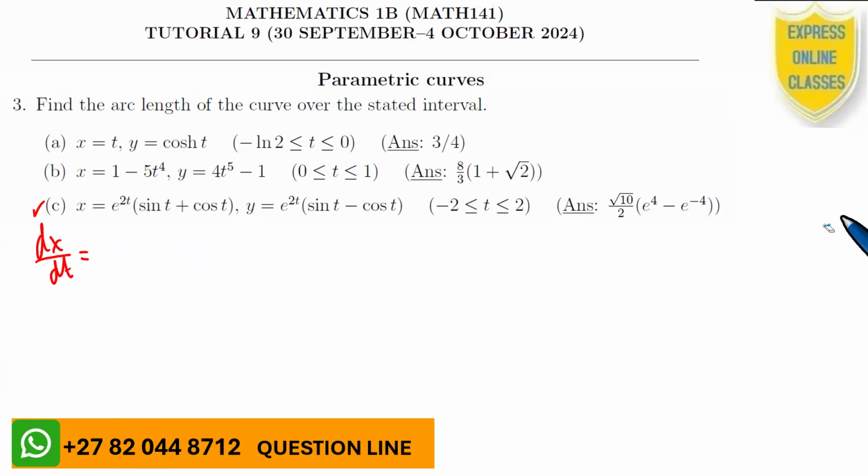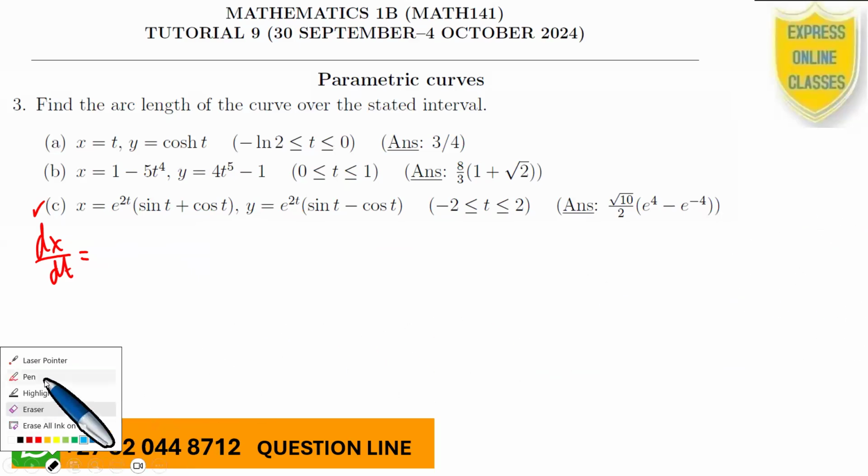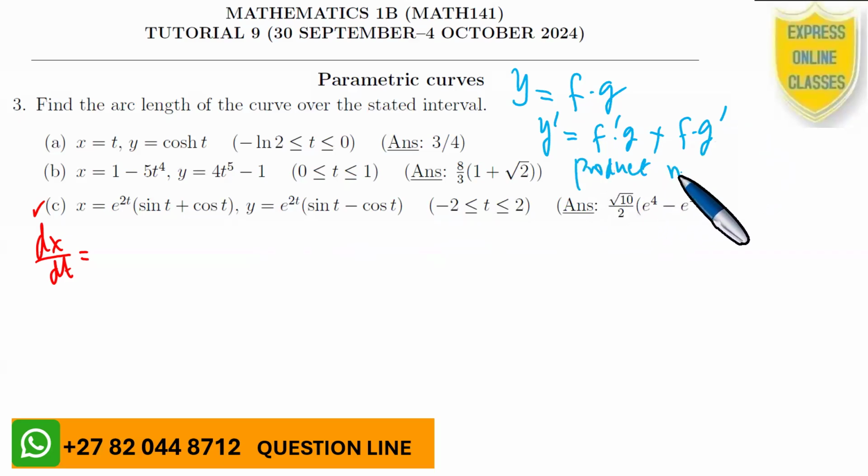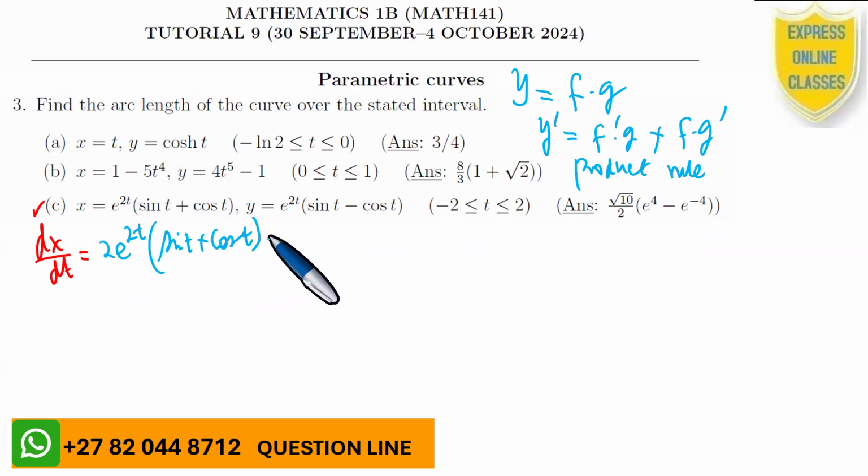The product rule is a method we use to find the derivative of a product. If we are looking at y equals f times g, then y primed, the derivative, becomes f primed times g plus f times g primed. And this is called the product rule. So now dx dt is 2e to the power 2t, then you have the sine of t plus cosine t, plus e to the power 2t, then the derivative of that, which is cosine t minus the sine of t.